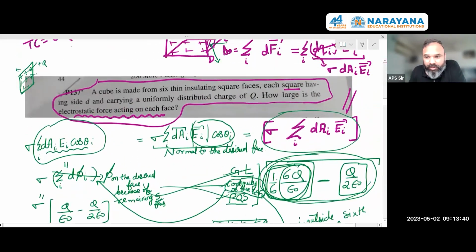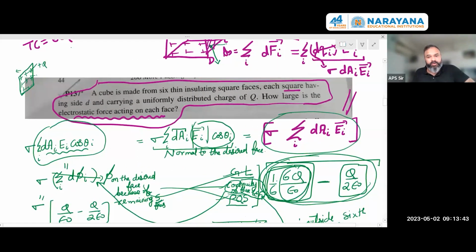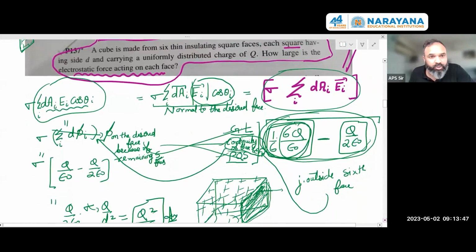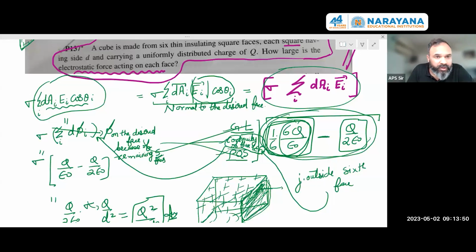And this is the problem. And we have used Gauss law, we have used continuity of flux and field, we have used principle of superposition to answer the respective question.